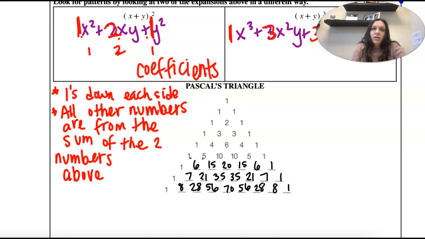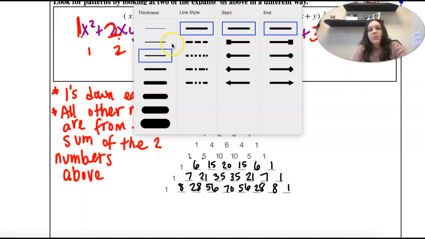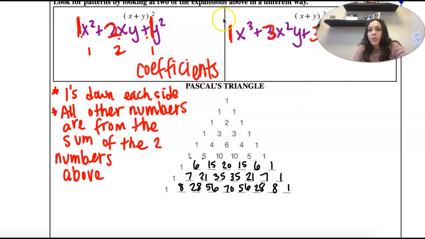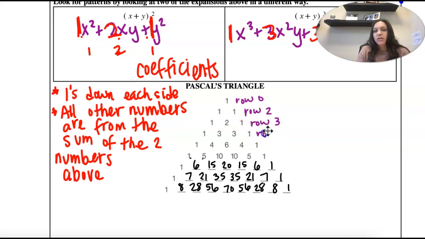So this is called Pascal's triangle, and it's going to help us see these coefficients, but we need to know what we're looking for. This is row 0. We don't start with row 1, we start with 0. This is row 2. This is row 3. This is row 4. Guess what? It just keeps going.